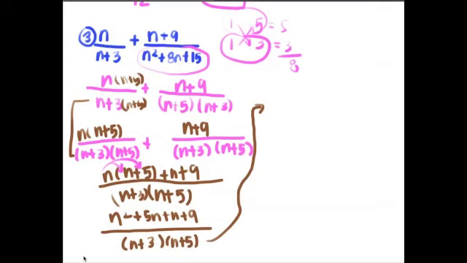So combine like terms on the top. The n squared is all by itself, so I'm just going to rewrite it. I can combine the 5n and n and make it 6n. And then I have that 9, so that 9 just stays. Okay, and then I end up with n plus 3 times n plus 5 on the bottom. And so the top looks like I might be able to factor it.